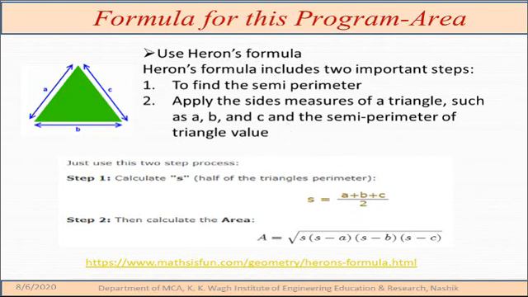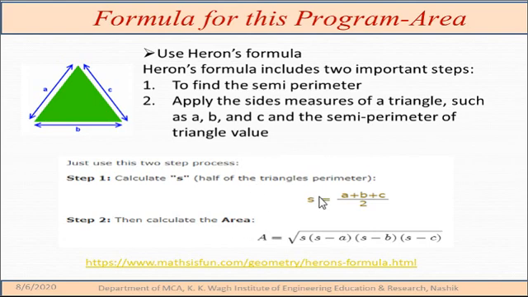Now, if we do not know the base and height, and we only know the sides, that is A, B, C, as we saw for calculating the perimeter, then how do we calculate the area of the triangle? For this, we use Heron's formula. In Heron's formula, we have to implement two steps. First, you have to find the semi-perimeter of the triangle, and then apply that semi-perimeter value in the area formula.